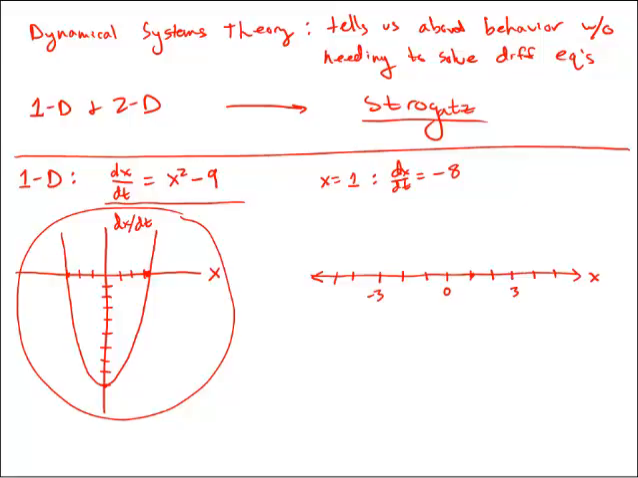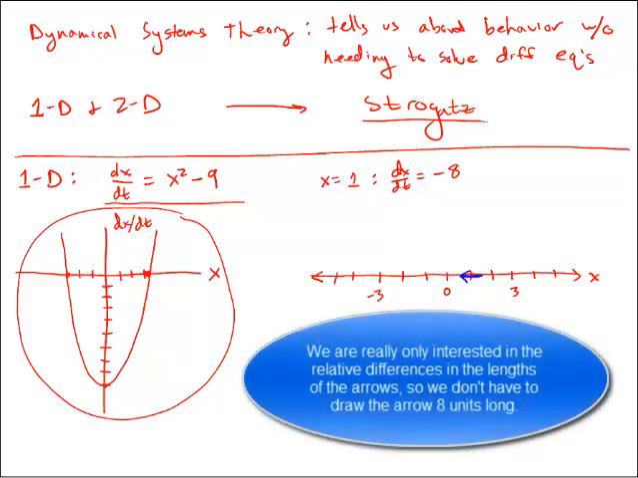And what we will do now is to draw an arrow indicating what dx/dt is at x equals 1. So since dx/dt is negative, our arrow will point to the left, and the magnitude or the length of the arrow will give an indication of how big that is, of how big that derivative is.